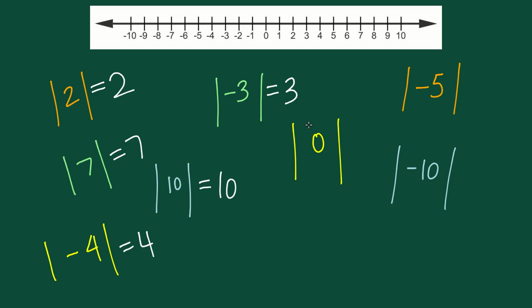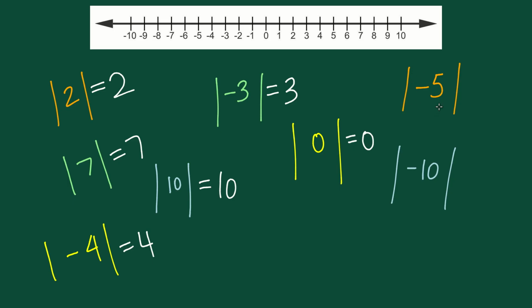Now, what about this one here? The absolute value of 0. How far is 0 from 0? Just be 0. There you go, okay? And the absolute value of 0 is 0. This is the only time where the absolute value is neither positive nor negative, because remember, the number 0 is not negative and is also not positive. Okay, so 0 is a very unique number.